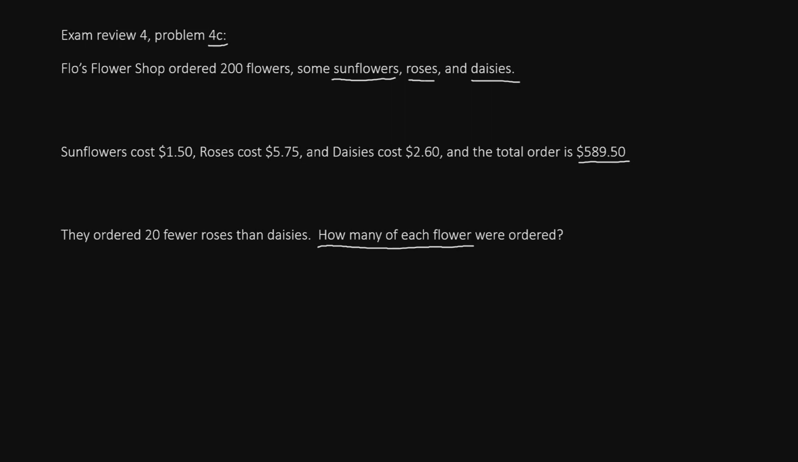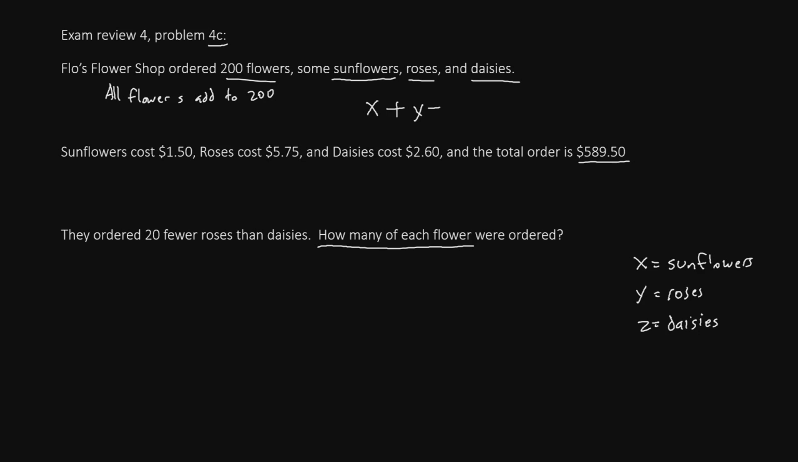We have sunflowers, roses, and daisies. Let's let X be sunflowers. Let's let Y be roses. And let Z be daisies. Now, we have a total of 200 flowers. That tells us that all the flowers added together must add to 200. So to symbolize that, we'll say X plus Y plus Z. That's all three flower types added together must equal 200. We'll call this equation 1.